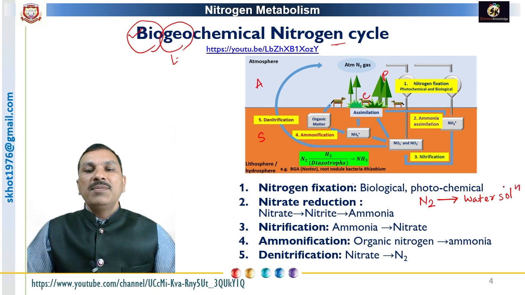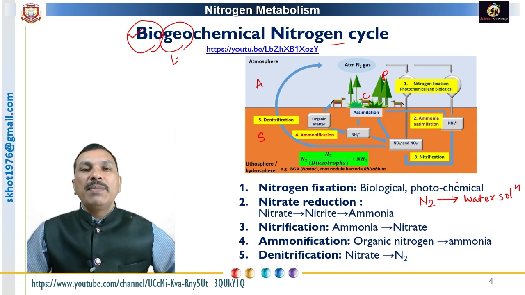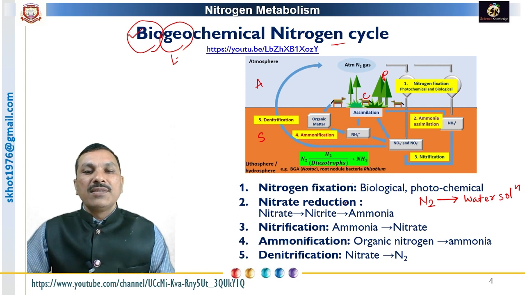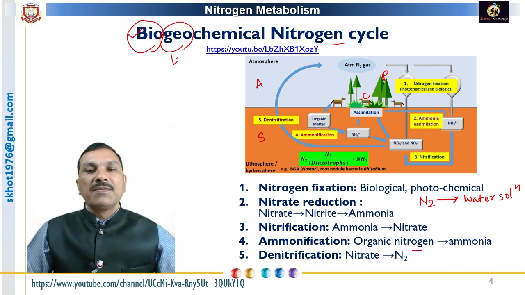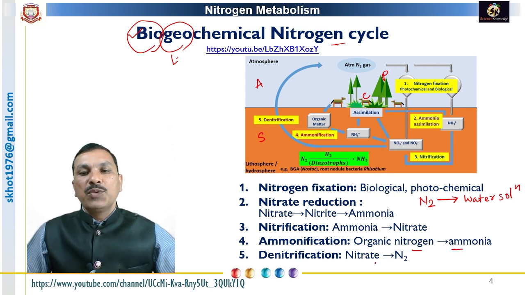Water-soluble form of nitrogen. This process is called biological nitrogen fixation. The second process is nitrate reduction. Next one is nitrification, where ammonia is converted to nitrate. Ammonification is conversion of organic nitrogen into ammonia, and denitrification is the recycling process where the nitrates are converted into nitrogen gas, that is molecular nitrogen.